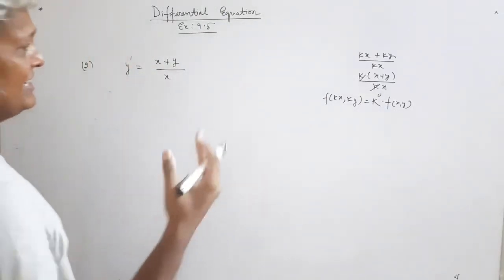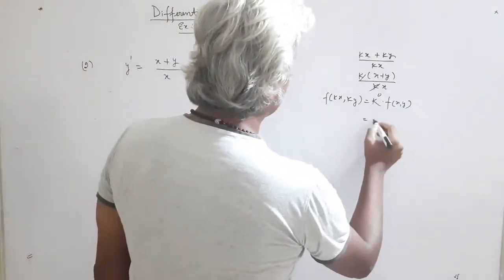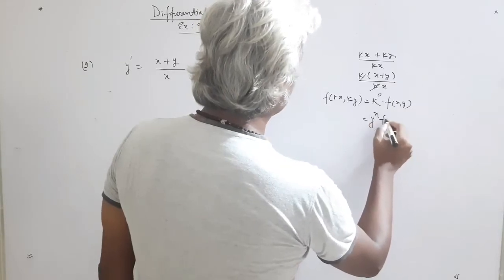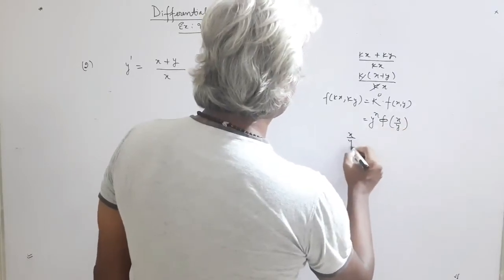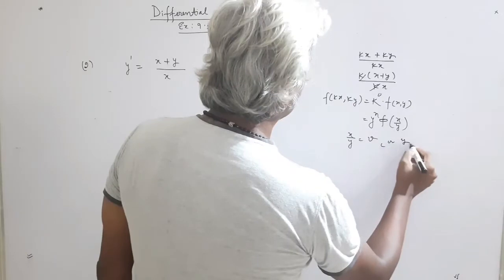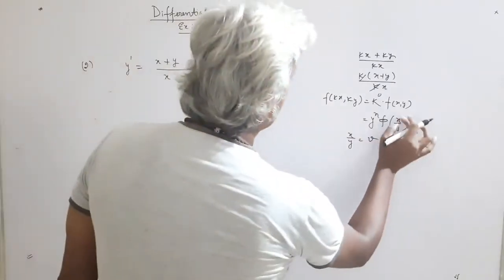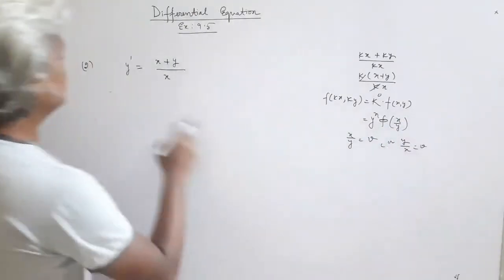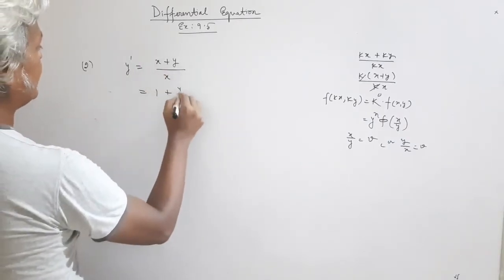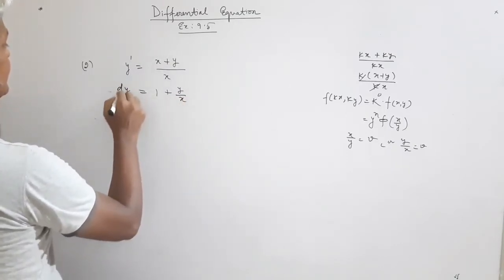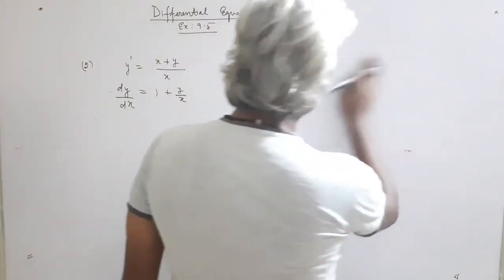Most of the questions are definitely homogeneous. Otherwise, we also discussed that if we take y to the power of something common, and the function is represented in terms of x over y, then we can write x by y as v, or y by x as v, depending on whether the function is a function of x by y or y by x. So in this condition I simply divide this. Here x over x is 1, plus y over x, and this is dy over dx. Now you see we are getting y by x.